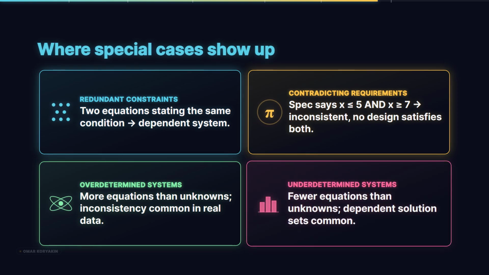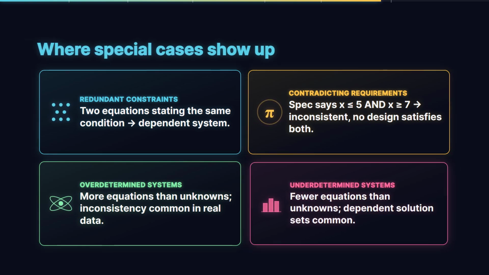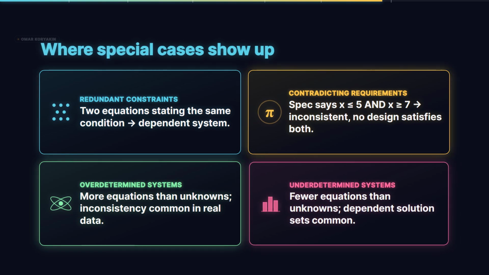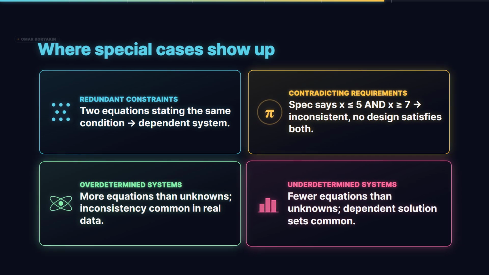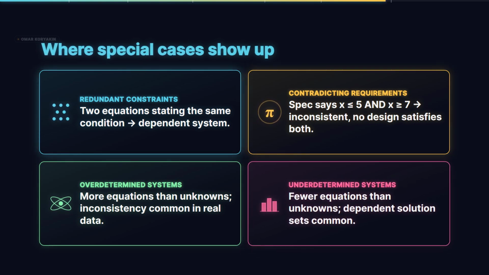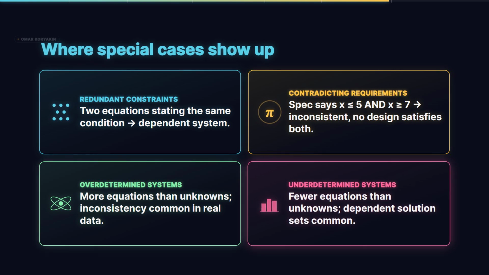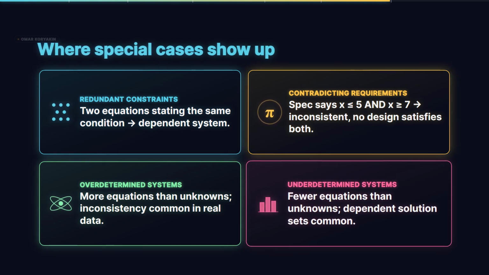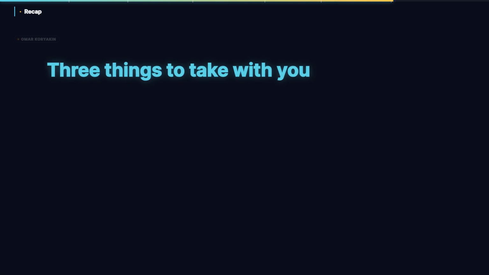In underdetermined systems, fewer equations than unknowns produce common cases of dependence. Many solution combinations satisfy the constraints, and the system has a continuous family of solutions rather than a unique one. Linear algebra handles this case through the null space concept, where the family of solutions is described by a parametric expression. The algebra level identification of dependent systems from today is the foundation for the linear algebra null space machinery in later courses. 3 things to take with you from this lesson today.